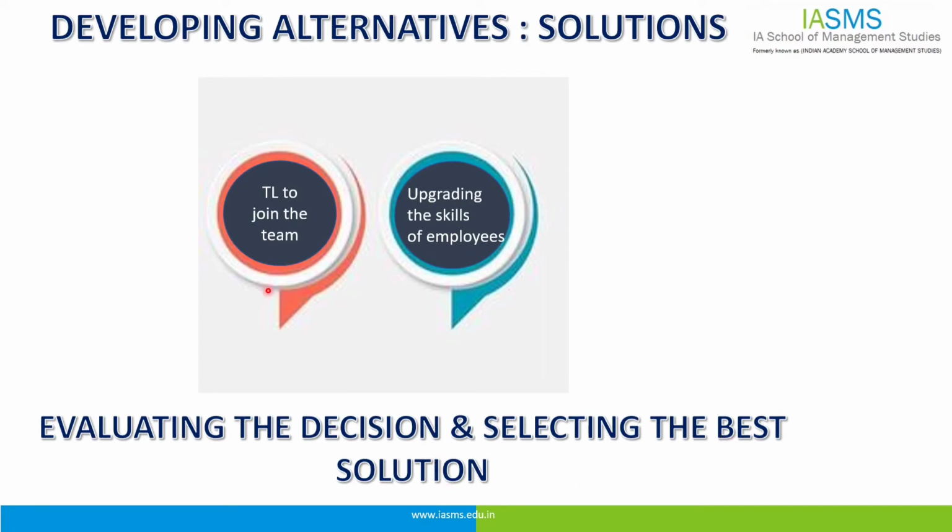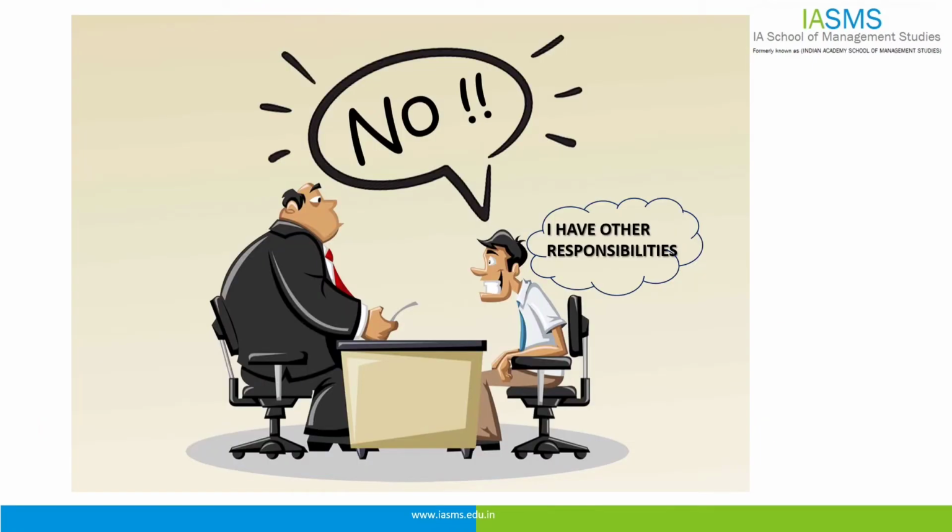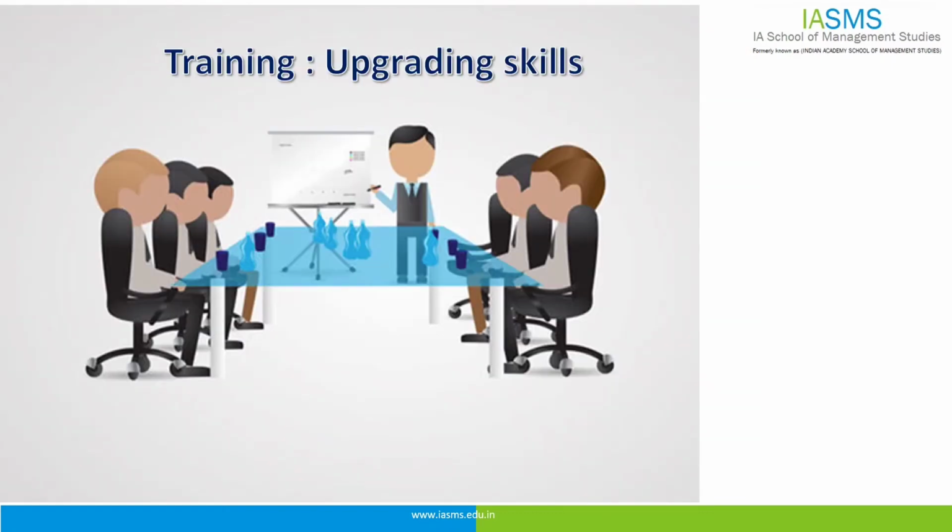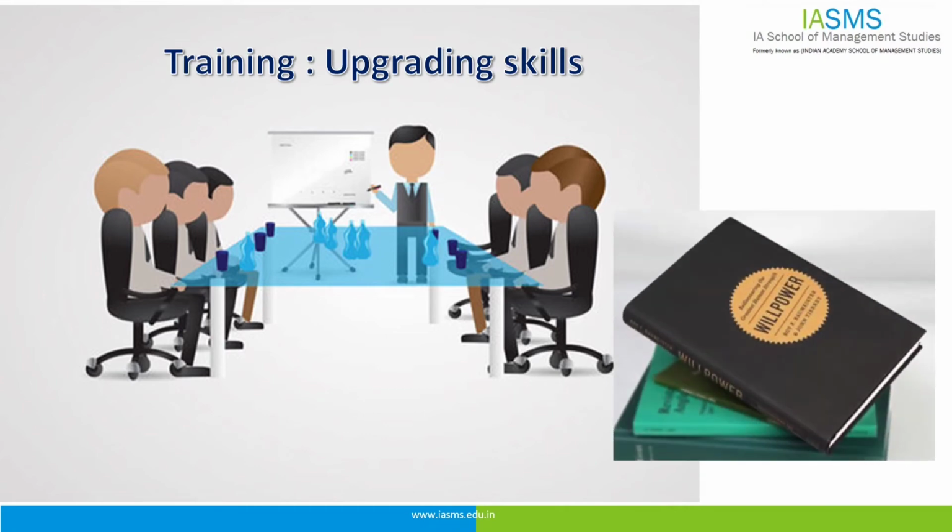First decision is asking the TL to join the team. The manager asks the team leader to join the team as the 6th member and complete the files. But the TL denies, saying, "I have other responsibilities to be completed." As the first alternative didn't work, the manager moves on to the second alternative. He analyzes the situation and decides to train the team by applying the principles of a book called Willpower by Roy Baumeister: how willpower works and how you should use it effectively to complete the work.